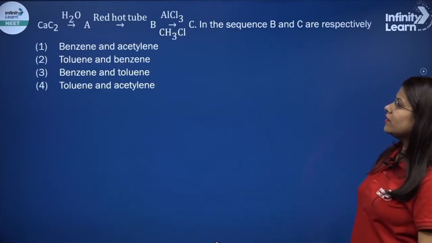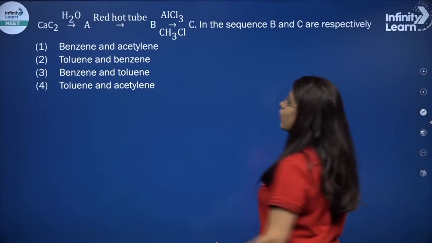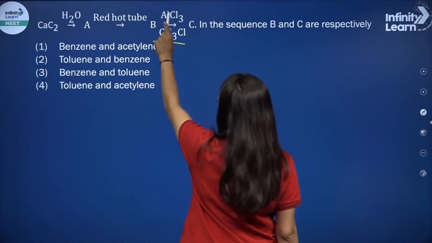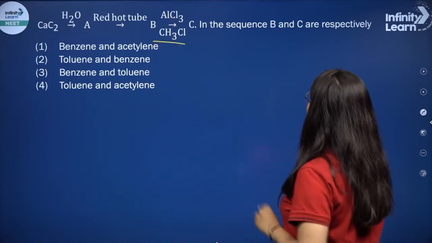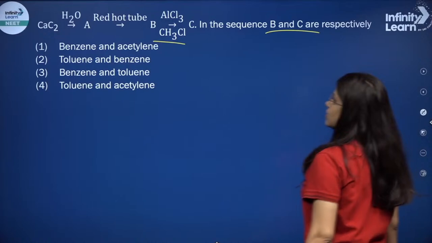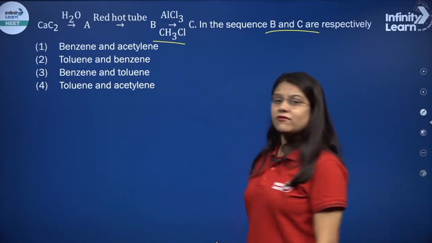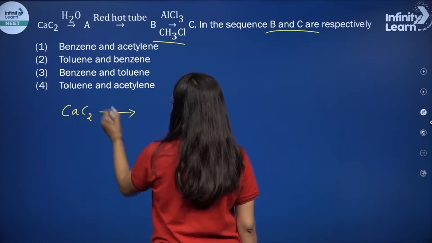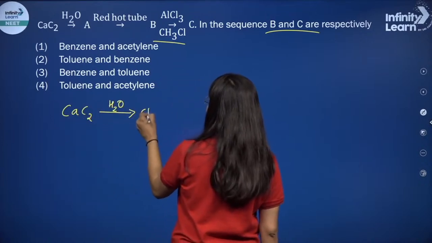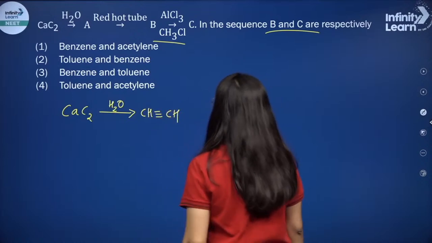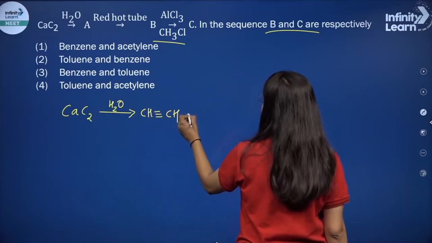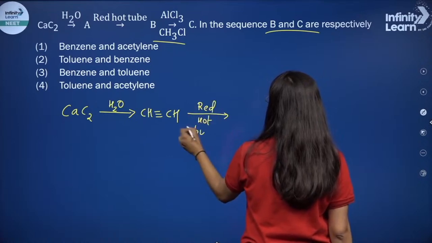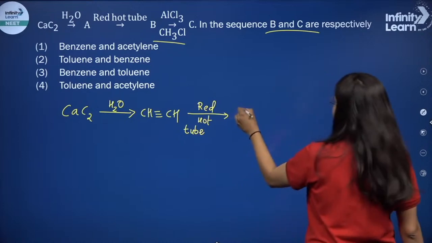CaC2 with water gives A, red hot tube gives B, and this on reaction with AlCl3 and CH3Cl gives C. What is the sequence? B and C. So CaC2 plus water, it will give me what? Remember, this is a reaction of water, and it will give acetylene. Acetylene will react with red hot tube. It will give me what? Benzene.